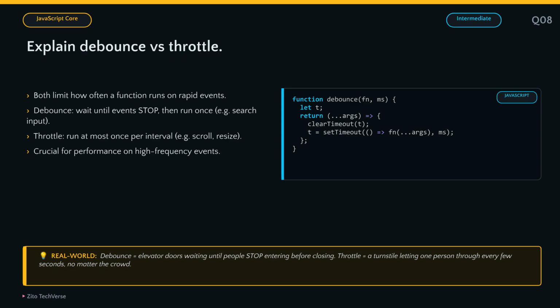Explain debounce versus throttle. Debounce and throttle both tame high-frequency events, but differently. Debounce waits until the events stop for a moment, then fires once.